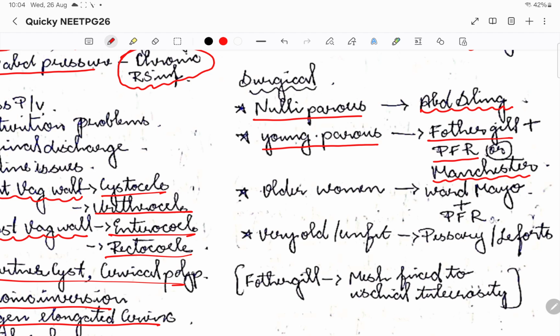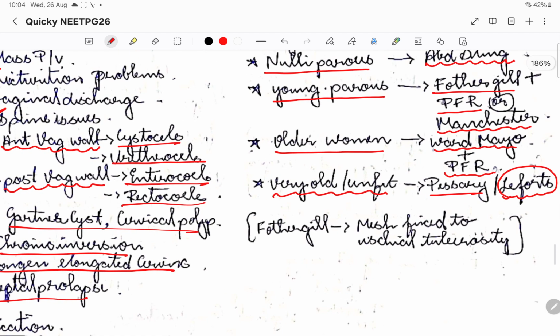If it is older women, suppose 50, 60 age, we are going to go for Ward-Mayo, you know that, right? Hysterectomy is what we are going to do, and then we are going to go for PFR, that is pelvic floor repair. So we are going to do PFR and Ward-Mayo procedure in older women of 50, 60 years age. Suppose the woman is very old and unfit for surgery, here is where we are going to go for pessary, or we are going to go for Le Fort's surgery. Okay, so this is the surgical approach that we are going to do for prolapse.